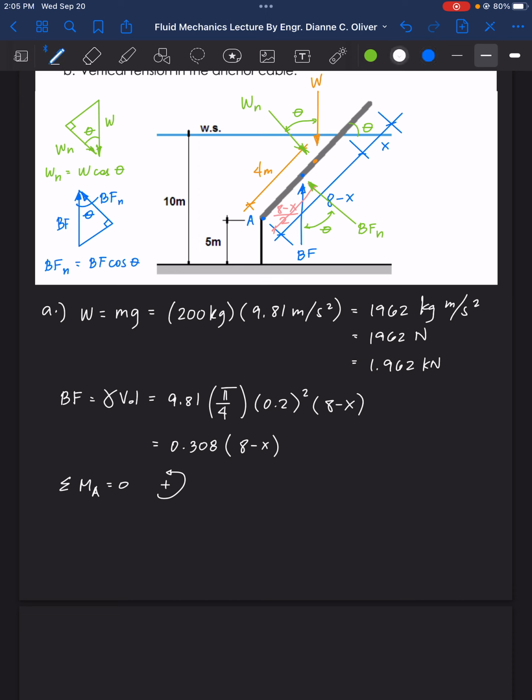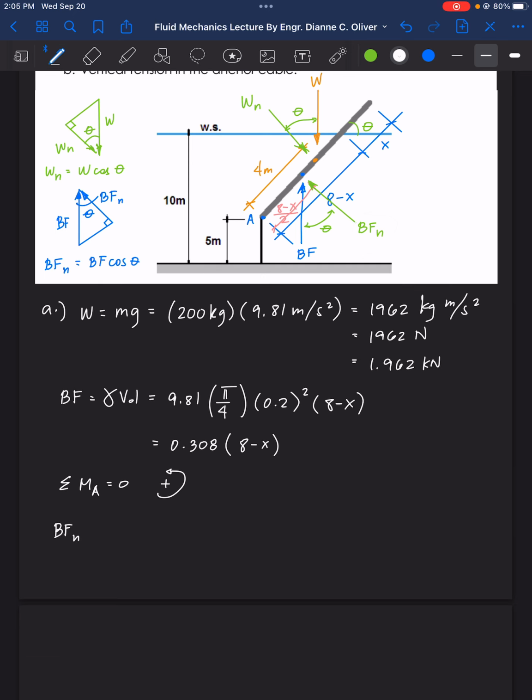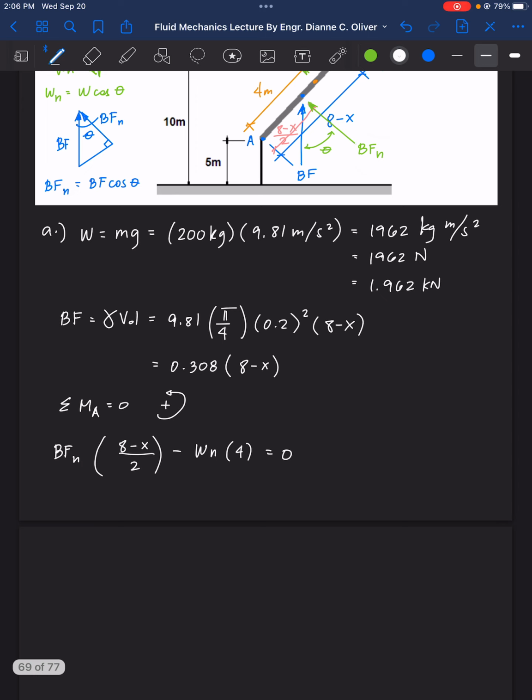So now we found the values for the BF and Wn. So let's solve the summation of moment at A. That is equal to buoyant force BF sub N multiplied by the perpendicular distance from A, 8 minus x over 2, minus Wn, and its distance from A here is 4, equals 0.